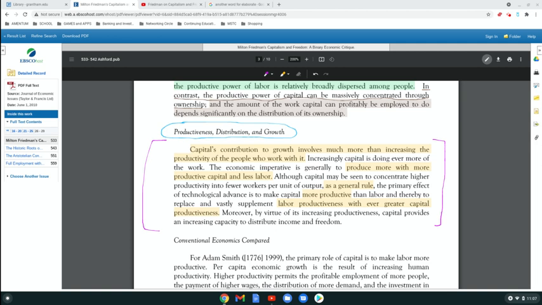he gives a snapshot of his own general economic understanding of productiveness and efficiency.